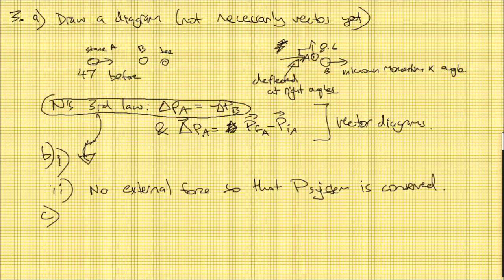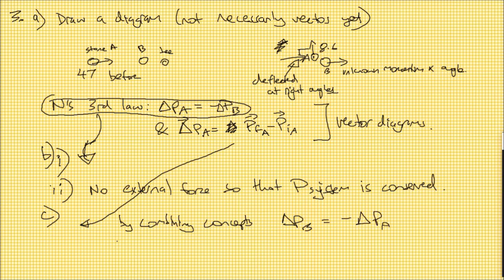Part C, draw a labelled arrow on a vector diagram to show the direction of the momentum of stone B after the collision. Well, that's really just the opposite of the change in momentum of stone A. I'm not sure about why you would do that on a vector diagram as opposed to draw it. Yeah, you could draw it on the same diagram, I guess.